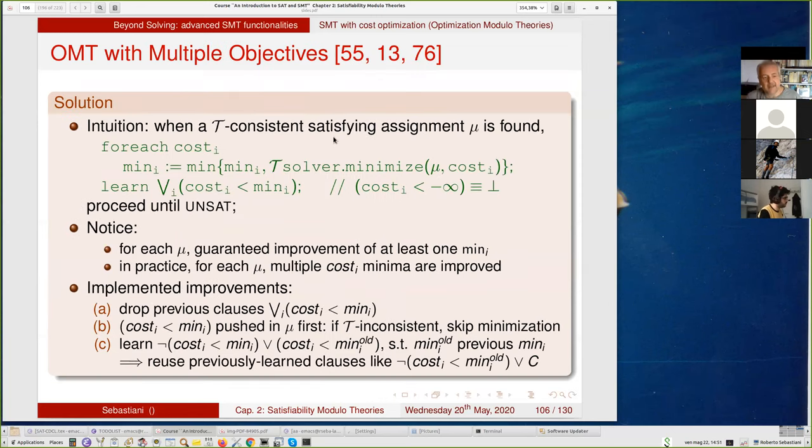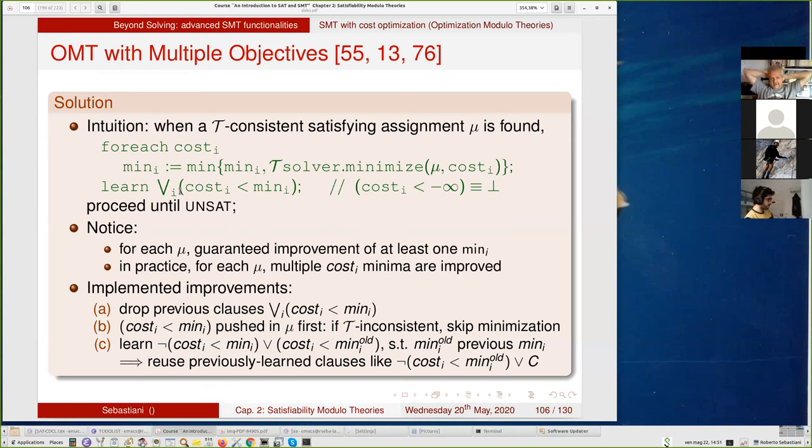This is done by simply, every time you obtain a theory-consistent assignment, finding the minimum cost for every cost function. And then, at the end of the day, you add a clause, which is the disjunction of cost i smaller than min i. Note that when we have only one cost, this reduces to the previous case. This guarantees that every new truth assignment that you add improves at least one cost, but possibly more than one. So this way the search proceeds in parallel, and you may update more than one cost at a time.